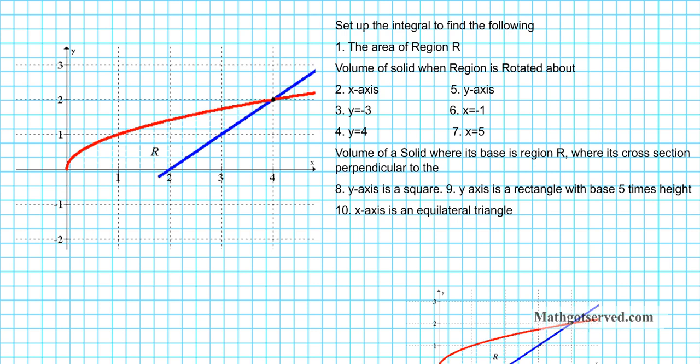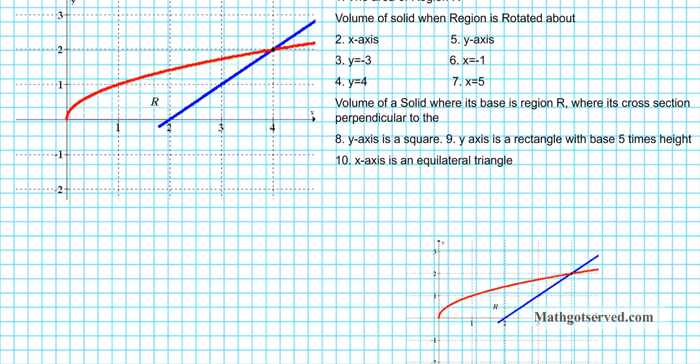All right, let's take a look at question number 8. For question number 8, we are to find the integral expression. Just a setup, we're not doing it. To find the volume of a solid where its base is region R, where its cross-section perpendicular to the y-axis is a square. All right, so first thing we're going to do is write down the formula for volumes of solids with known cross-sections.